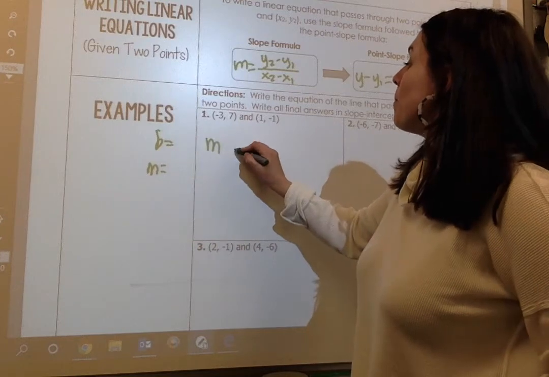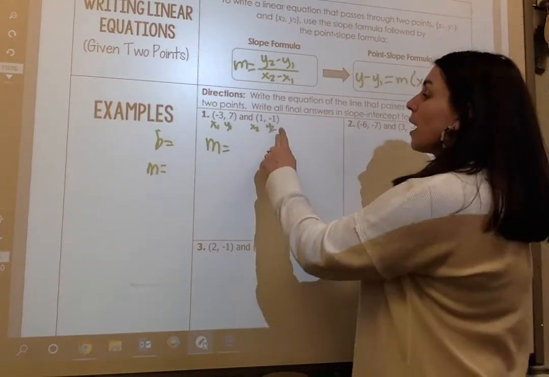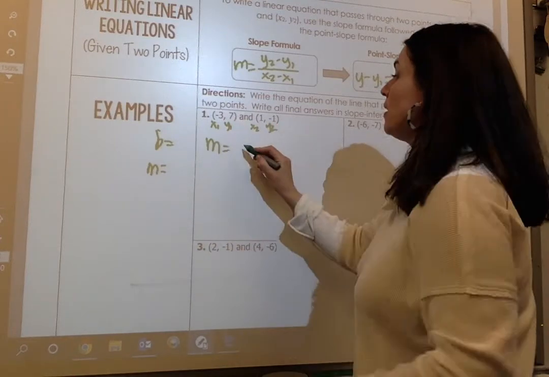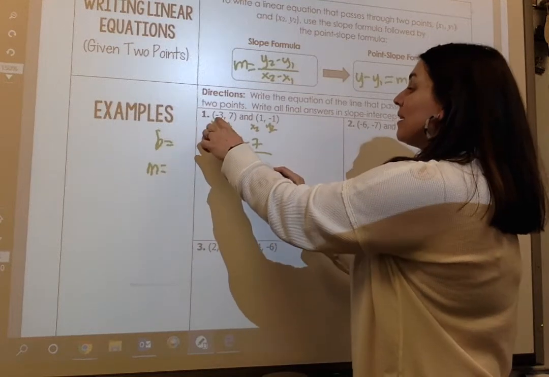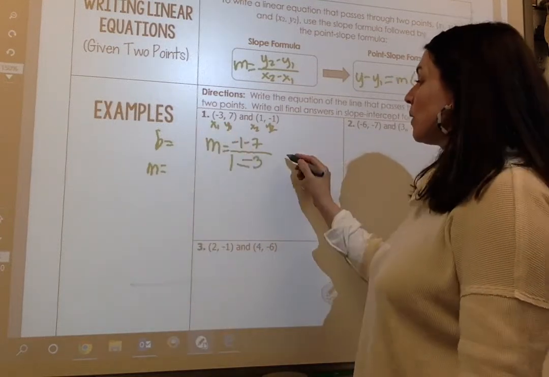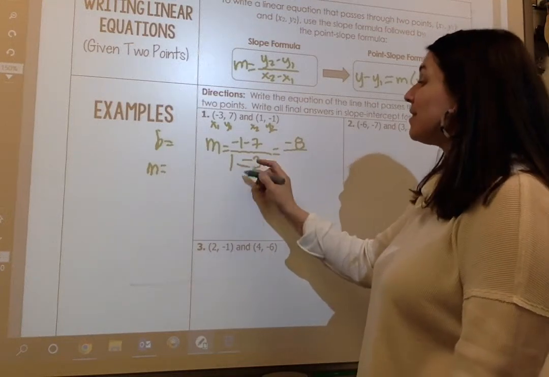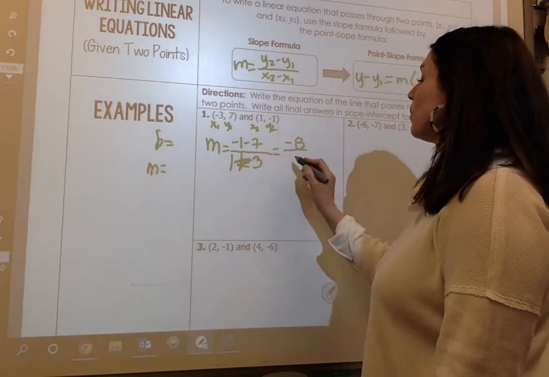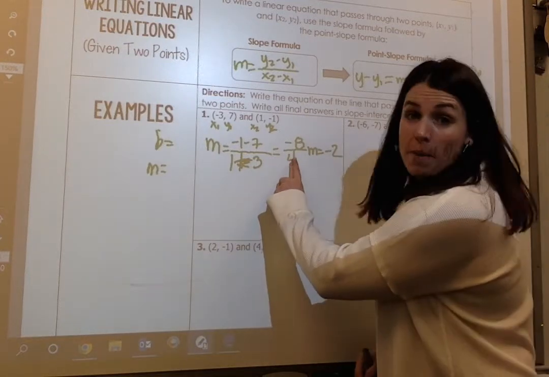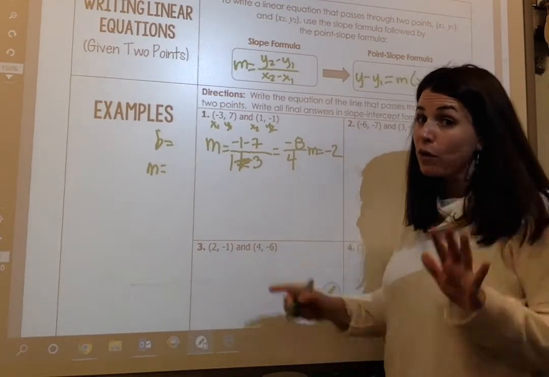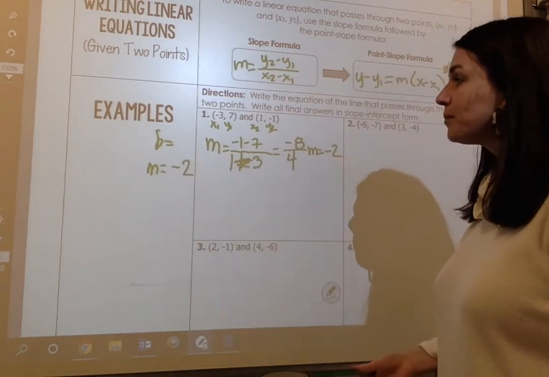So my slope, remember, x1, y1, x2, y2: -1 minus 7 over 1 minus a -3. When I simplify this out, I get -8 over 1 minus a negative, which is positive, 1 plus 3 is 4, which reduces to the slope of -2. Remember, slope has to be reduced or you don't get full credit. So now my slope is -2.